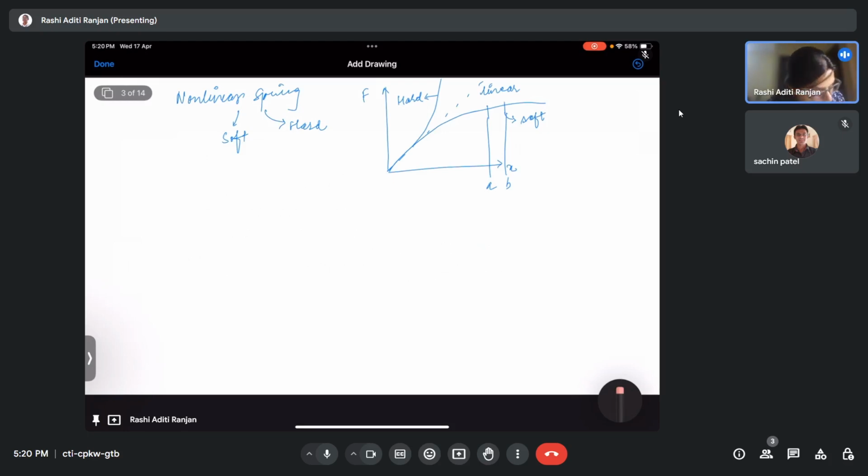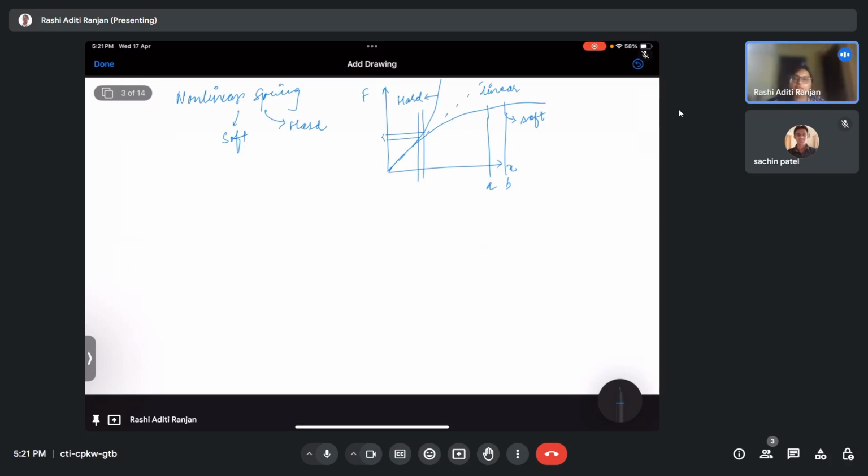So if you see over here, for a small variation of x, the force that is required is significant. Now, if I go in the upper phase, it increases a lot.